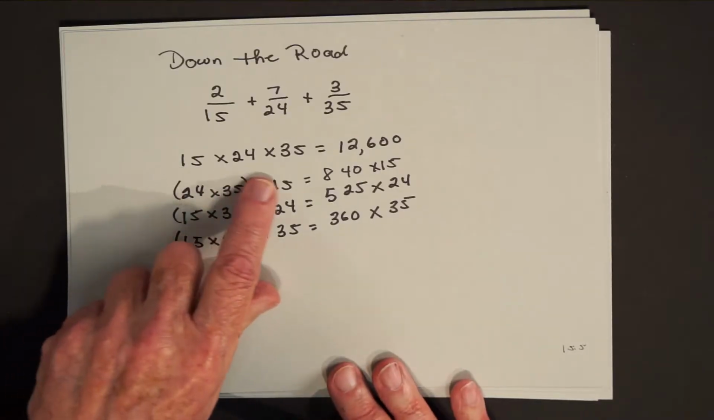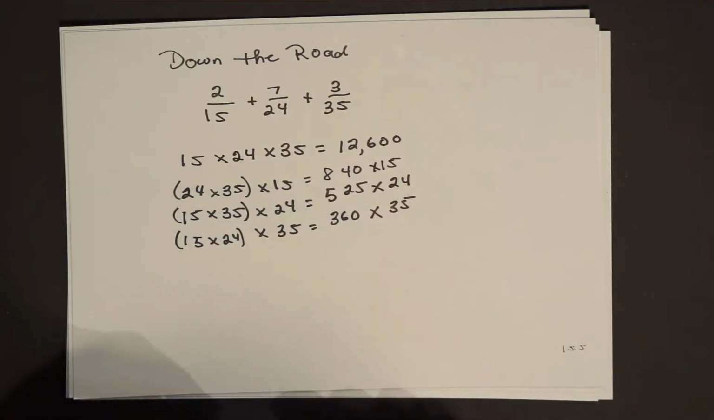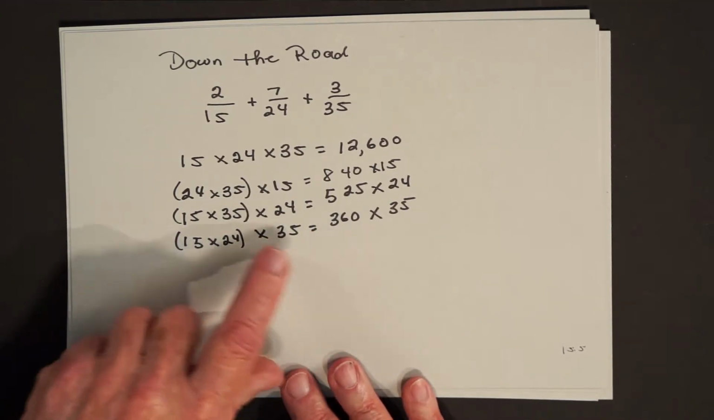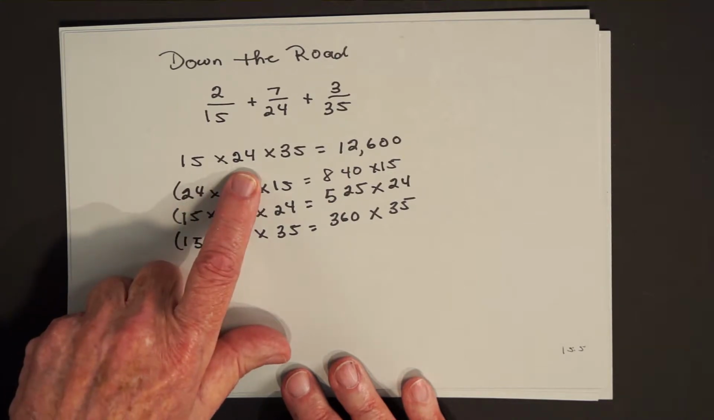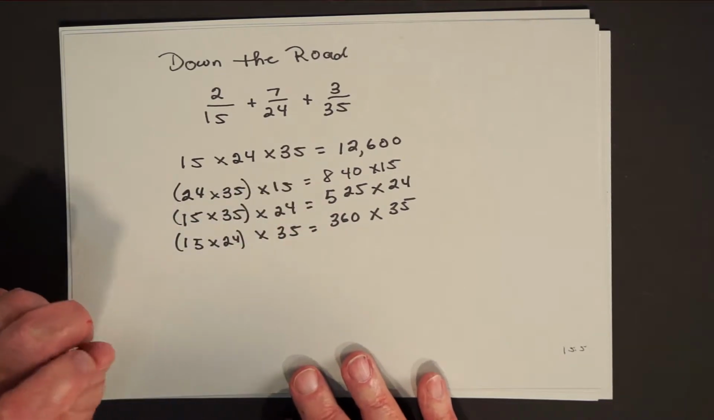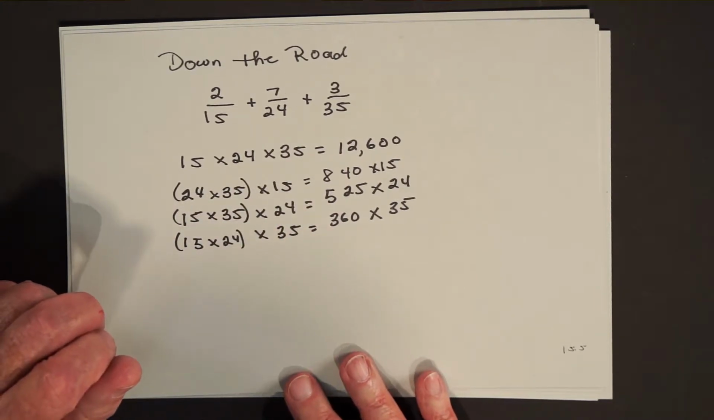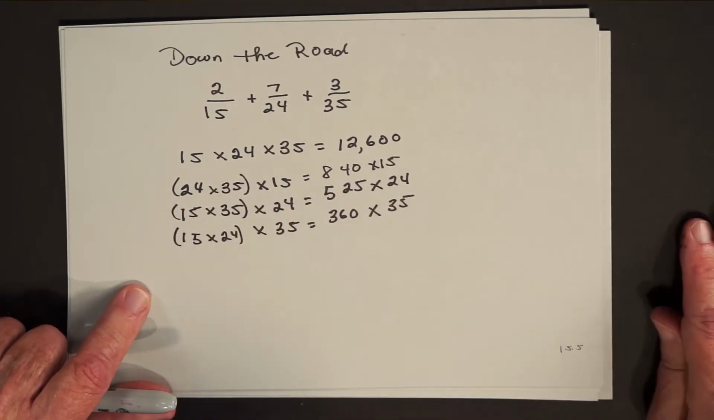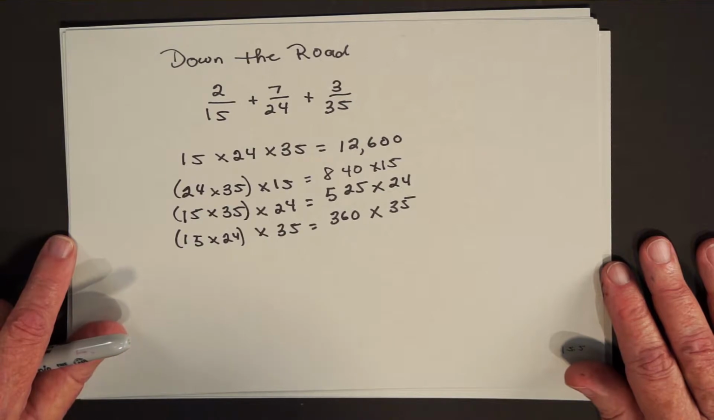Well, one way to find a common multiple is to multiply them all together. And I'll spare you the grief of having to do that. I did that ahead of time. 15 times 24 times 35 comes out to be 12,600. And already you can begin to sense how long these lists are going to be if you try to do this by listing the multiples.